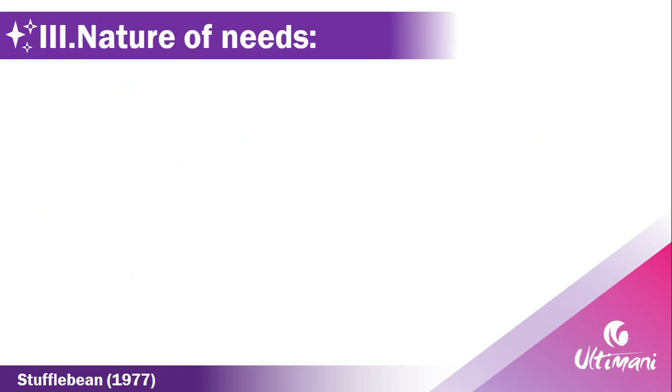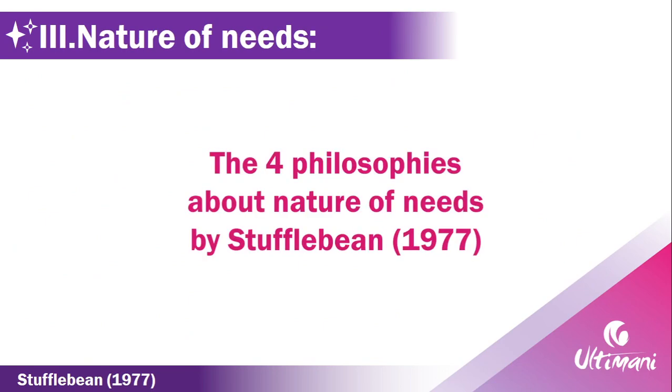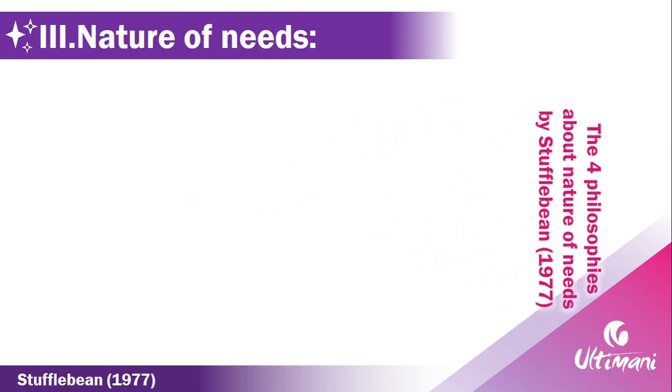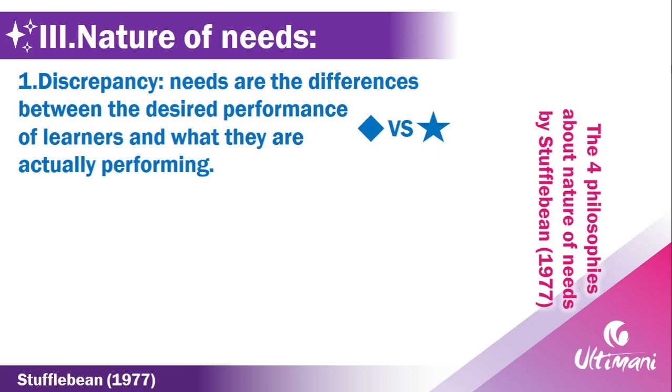Now to the nature of needs. There are 4 philosophies according to Staffelbein 1977 about the nature of needs. The first philosophy is the discrepancy philosophy, and it describes needs as the differences between the desired performance of learners and what they are actually performing. So there is a difference between what we want them to do and what they are doing right now.